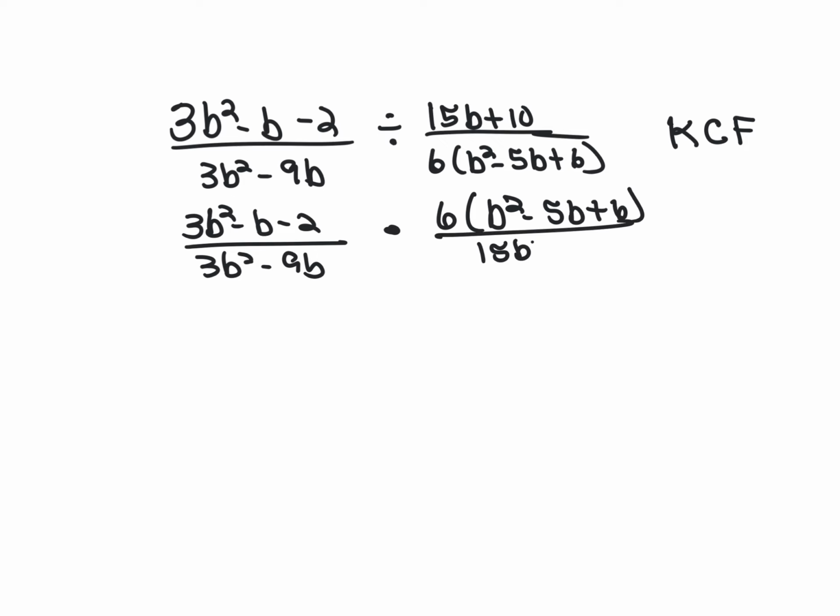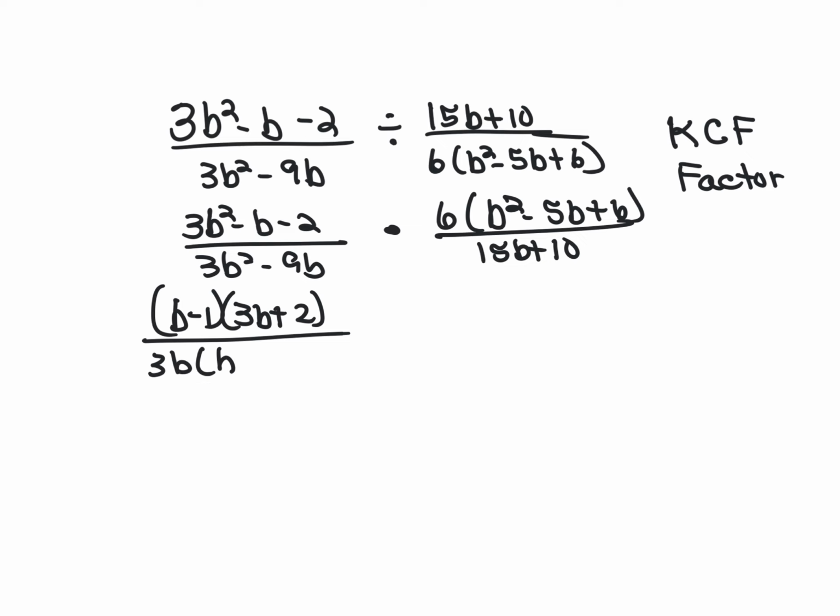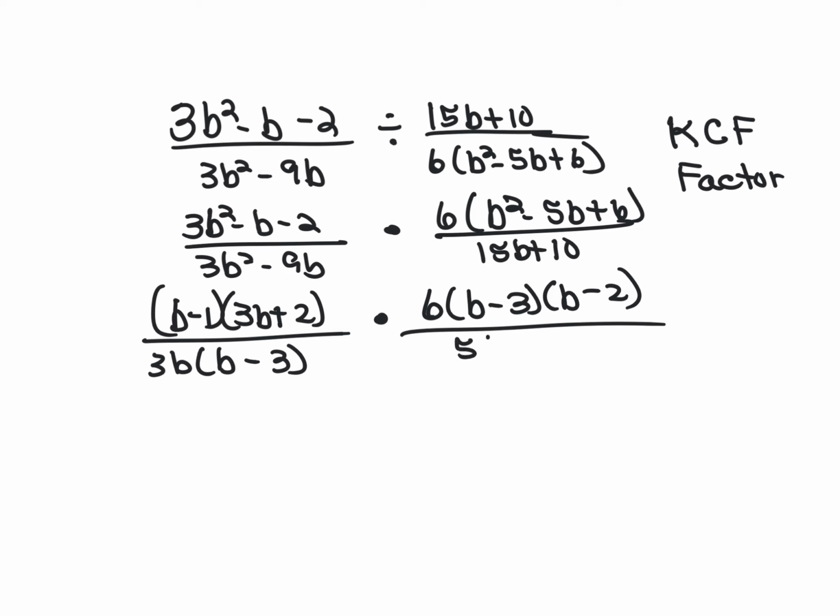Okay, at this point, you must factor all numerators and denominators, and there are several here that need to be factored, and I'm just going to go on to another page to show the factoring on each one. So we had b minus 1 times 3b plus 2. On the bottom, we had 3b times b minus 3. On top, we had 6 times b minus 3 times b minus 2. And on the bottom, we had 5 times 3b plus 2.